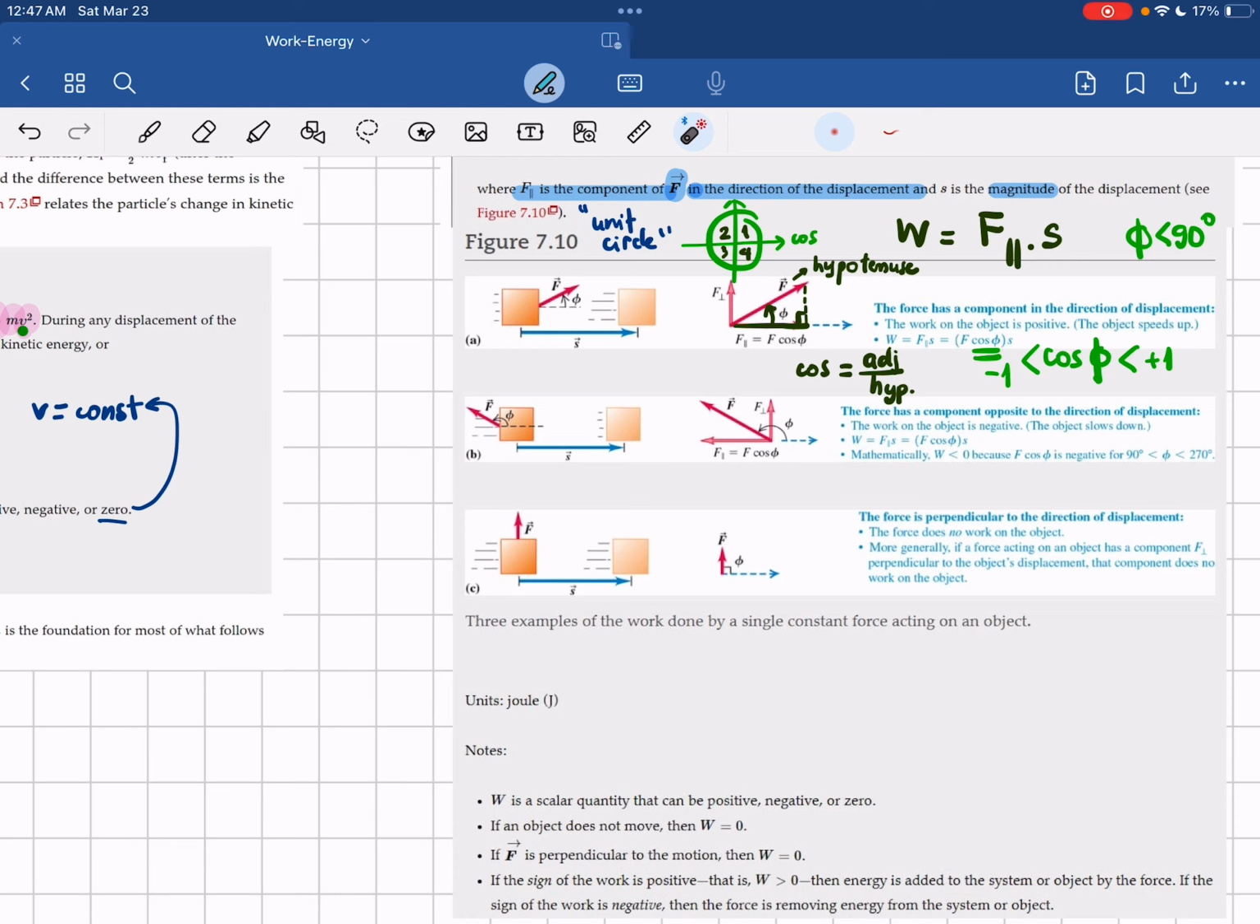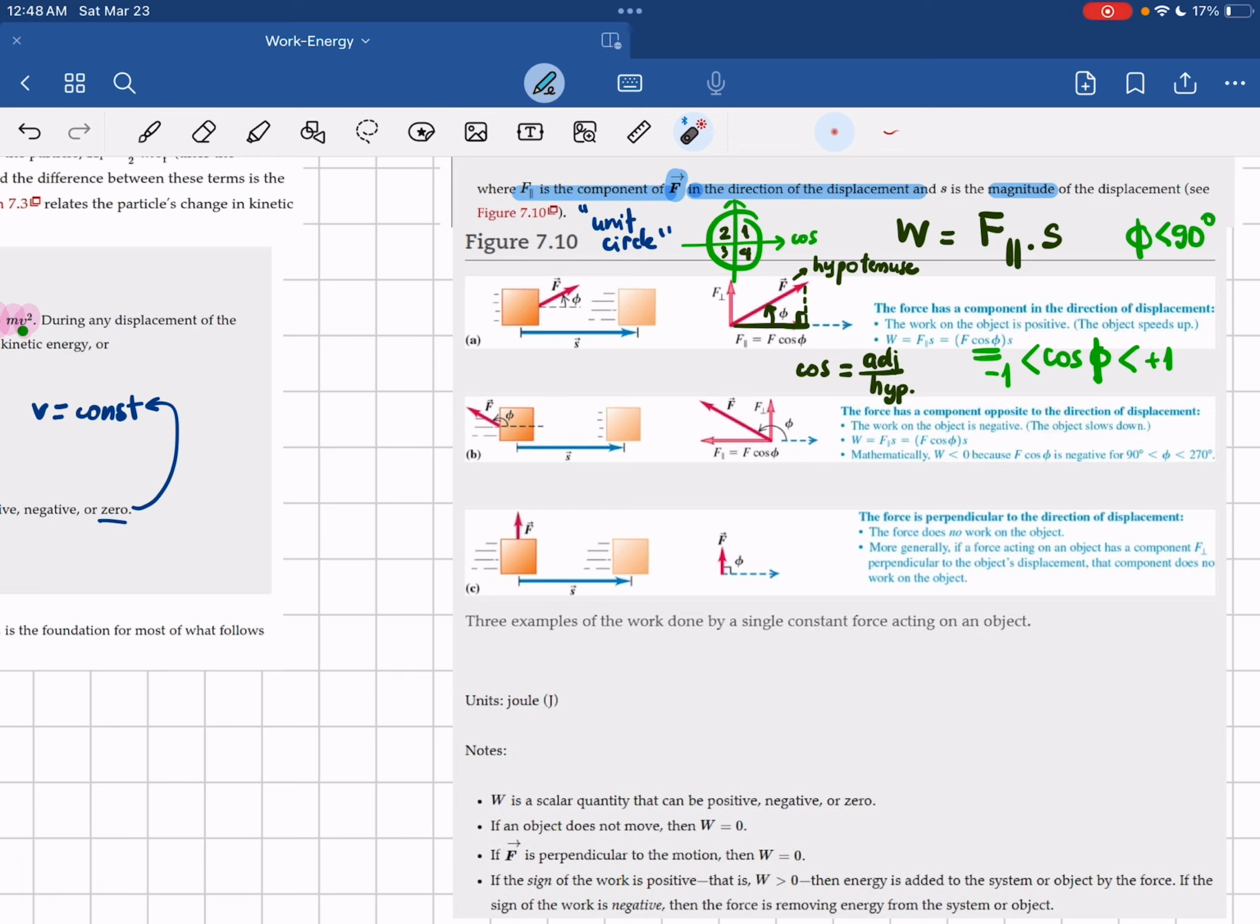Okay, so next, B. Interesting. So it's moving this way, but the force tries to pull it back this way. So is this work helpful? I don't think it's helpful at all. But they still say that this force still does some work on the object. It's just that the work is opposite to the direction of motion, so it's not helpful for sure.